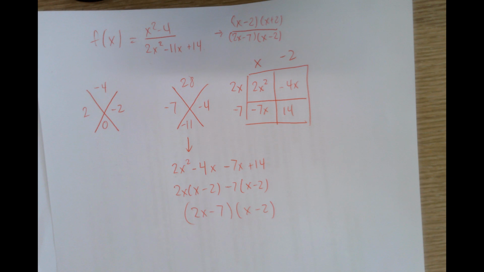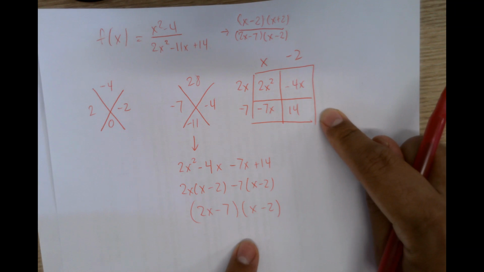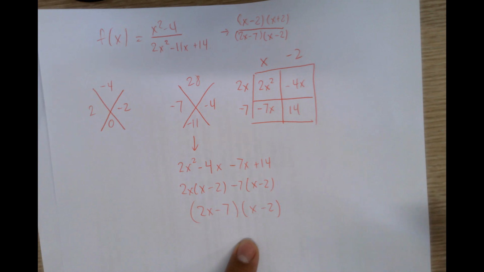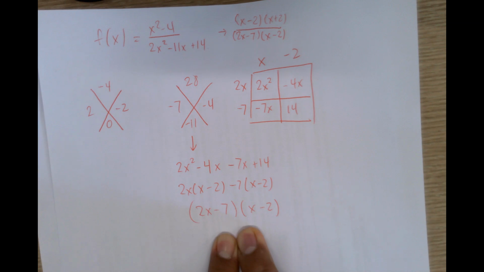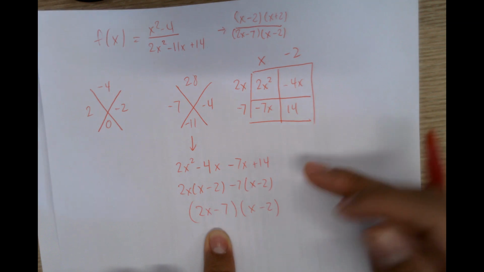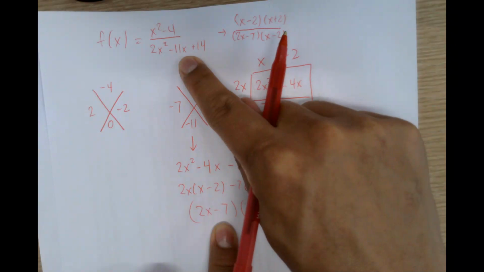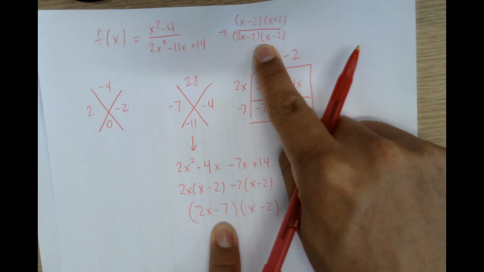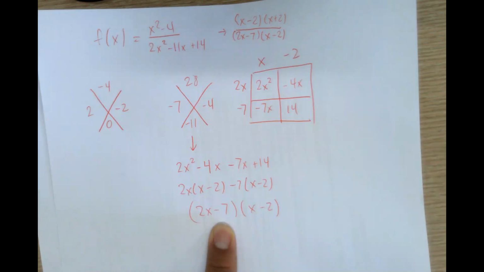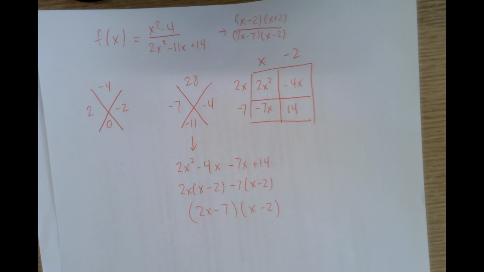So what you can see is that whichever one makes more sense to you, factoring by grouping or factoring by the box method, both of them are essentially factoring by grouping. I'm just trying to show you how to factor this, the 2x squared minus 11x plus 14, and then it changes to 2x minus 7 times x minus 2. So we've learned this a couple times before.